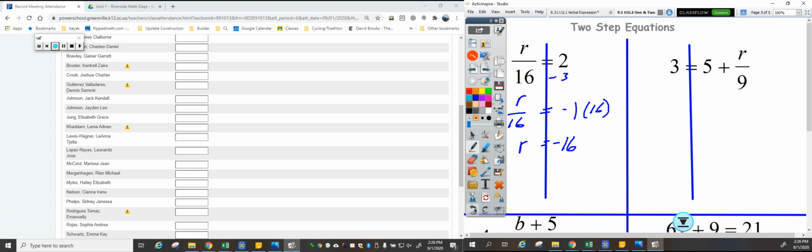Is that a positive or a negative 5? It's a positive 5. Okay? What's the opposite of positive 5? That's why you subtract it. Because you're doing the opposite of what this is. So you subtract the 5 from both sides so that this goes away. And then 3 minus 5 is going to be what? Negative 2.